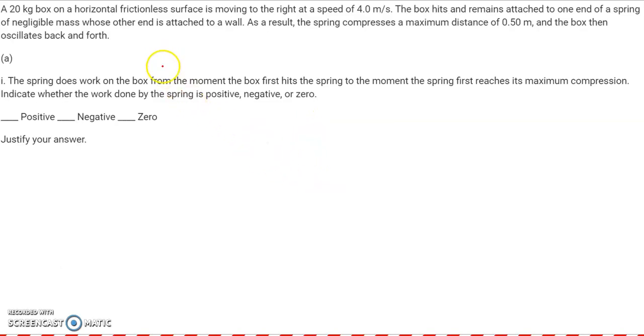Okay, so we've got this frictionless surface with a box, 20 kilograms, and it's moving to the right. And there's a wall here with a spring attached to it. And the box comes in and it compresses the spring. And then the box comes to a stop. And then the spring pushes back on the box, so it kind of goes back and forth because of the spring. So it'll oscillate back and forth, okay?